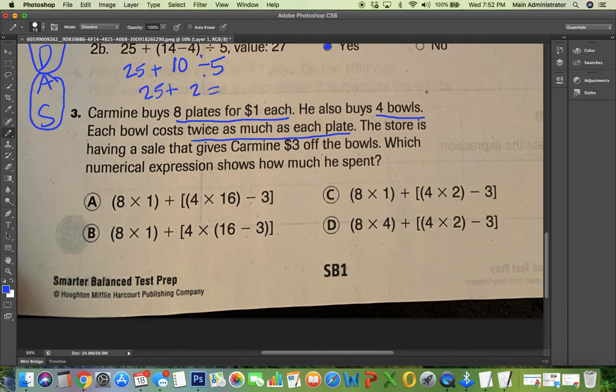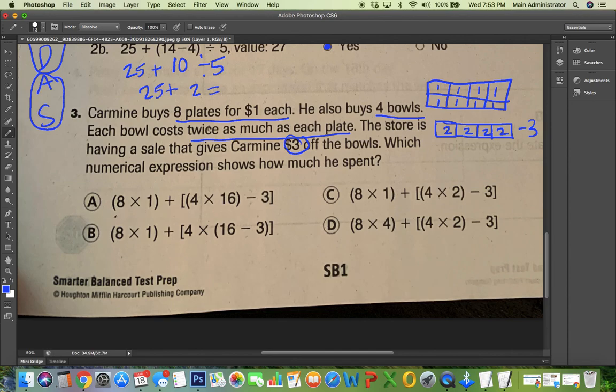All right, so I'm going to start with 8 plates, and I'm just going to draw this for my 8 plates. And I'm going to put $1 in each one because they each cost $1. And then I've got 4 bowls. 1, 2, 3, 4. And these each cost $2. But in the end, I'm going to get to go -3 on this one because it says I get $3 off, which is cool. All right, so I'm going to start with these, looking at A, B, C, and D.